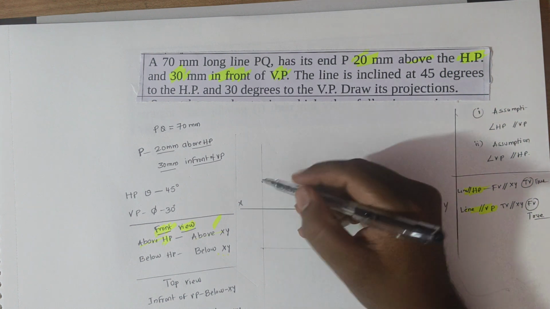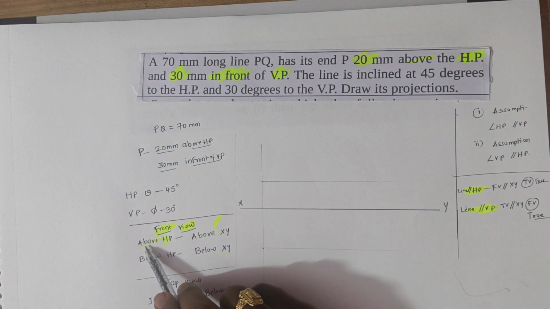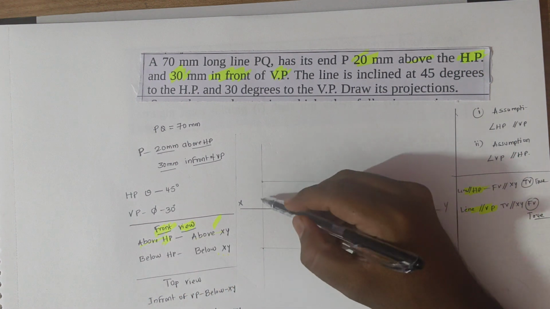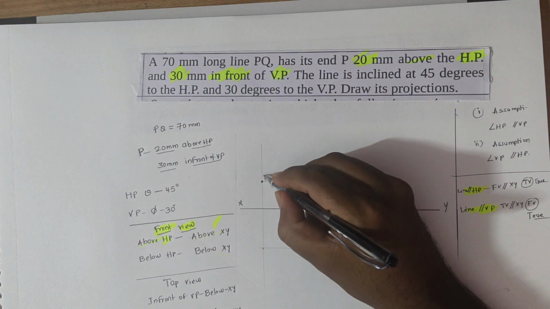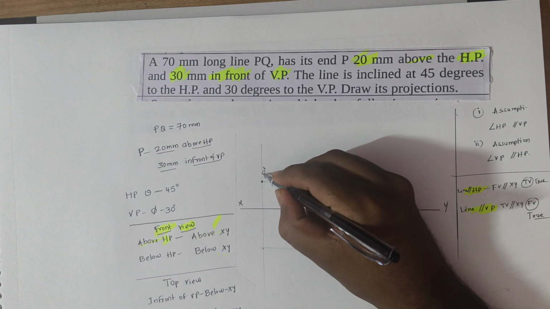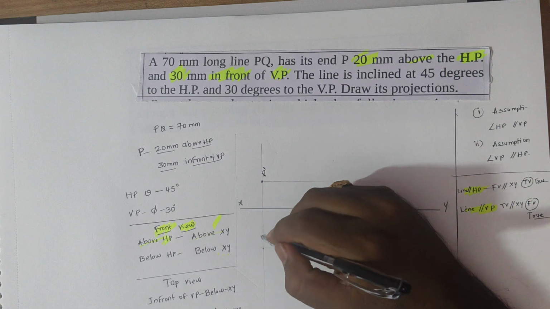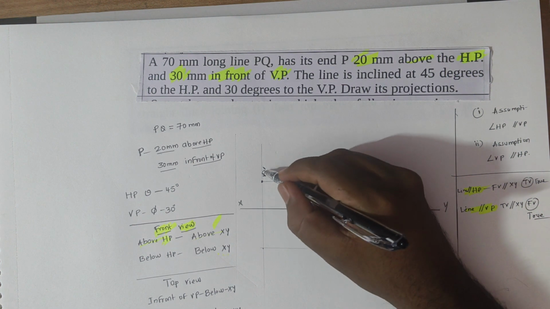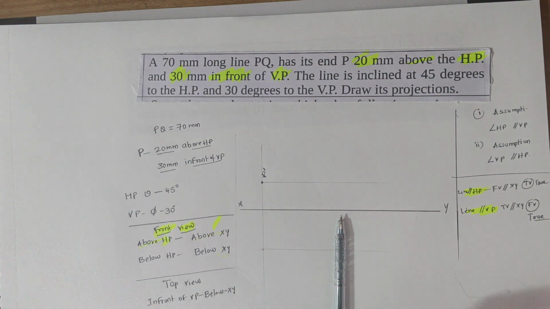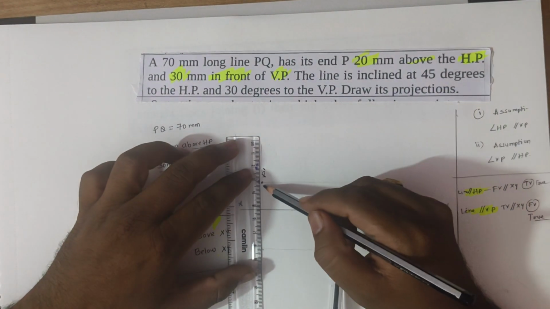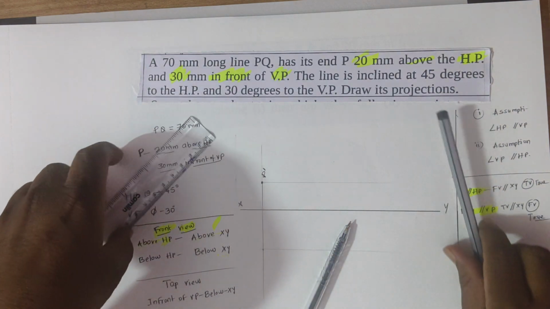So P is 20 mm above HP for the front view. If it is 20 mm above HP, it is above XY. So above XY at 20 mm distance, we have the point p dash. p dash represents the front view of the point P. Wherever the front view is, on the same end projector, you draw a line from the existing front view. On the same line, we should also draw the top view.